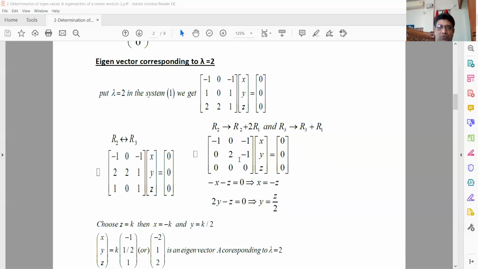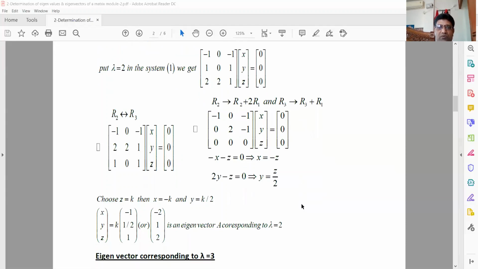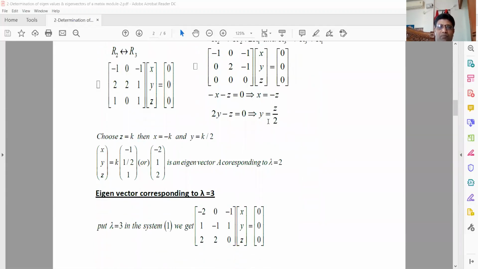Next, 2y minus z is 0. From this, y equals z by 2. So I am choosing z is k. Then my x is minus k and my y is k by 2. So the second eigenvector I got is xyz. Instead of xyz, substitute these values. X is minus k, y is k by 2 and z is k. So directly I take k outside. If I choose k is 1, I will get here. Suppose to avoid this fraction, if I choose k is 2 here, I will get minus 2, 2 by 2 is 1 and 2 into 1 is 2. So this is the eigenvector corresponding to lambda equals 2.